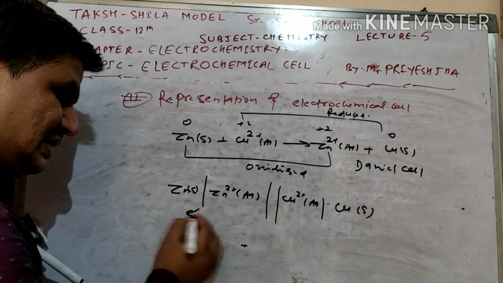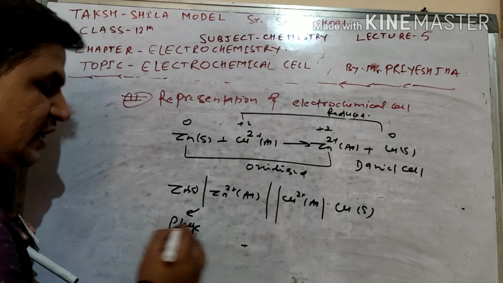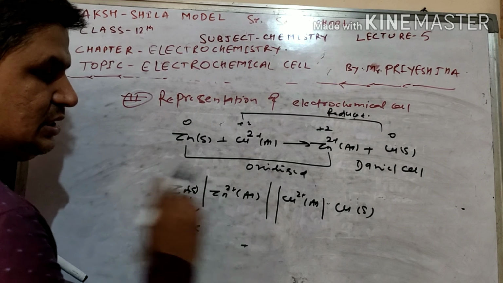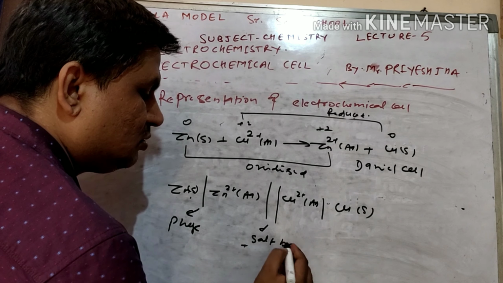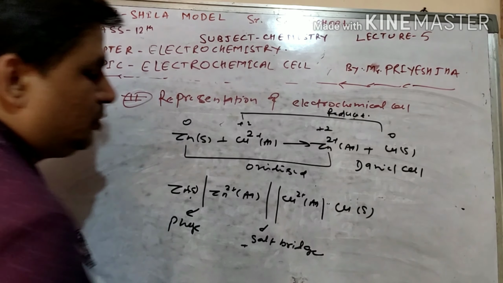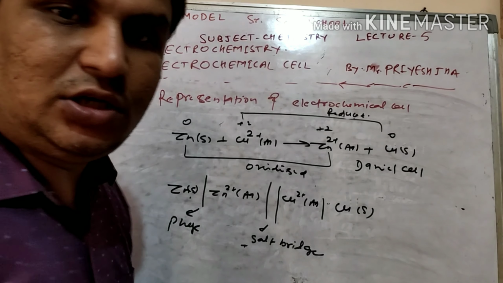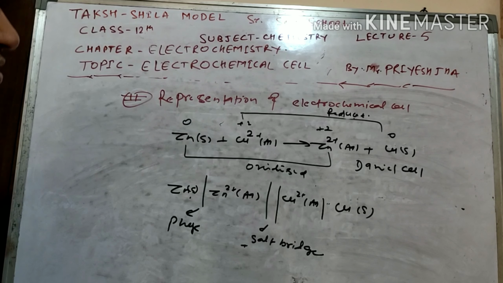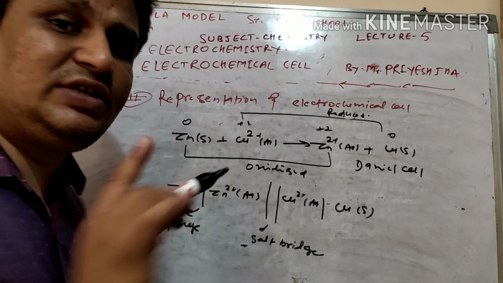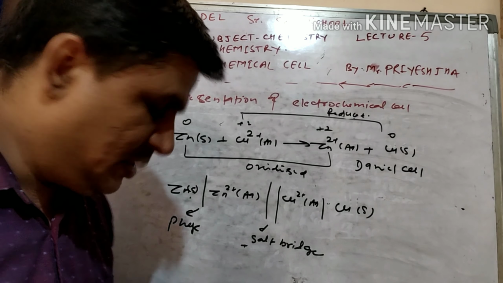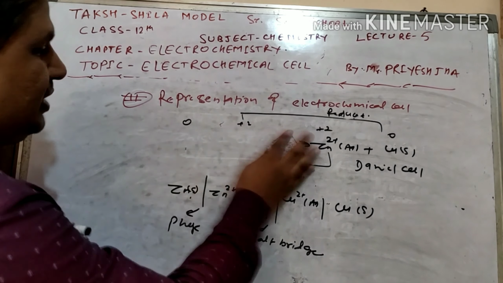So this single line represents a phase. This is solid and this is aqueous, and this line generally represents the salt bridge. So it is the representation of any electrochemical cell. In the representation of an electrochemical cell, the coefficients are generally not mentioned.